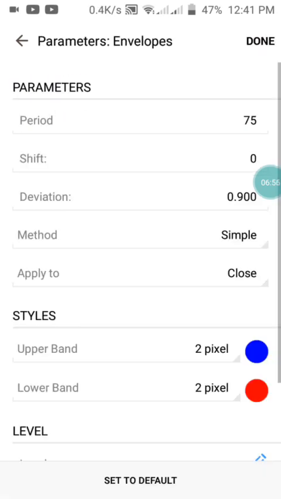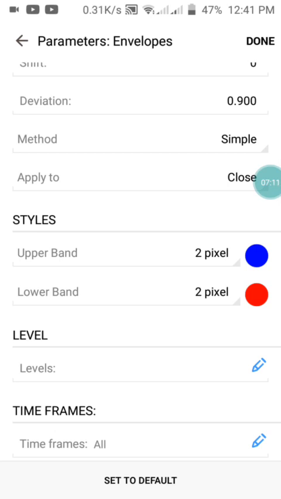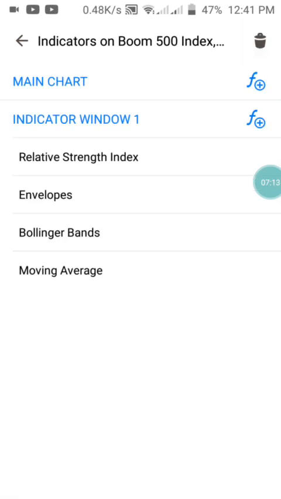We also have our envelope here, which is the period of 7.5. We have our shift to be 0. We have our deviation to be 0.900. Our method is simple. We have apply to close, and we have upper band and lower band in this color. Then you press done.